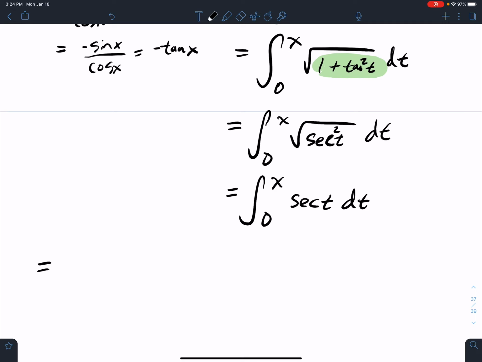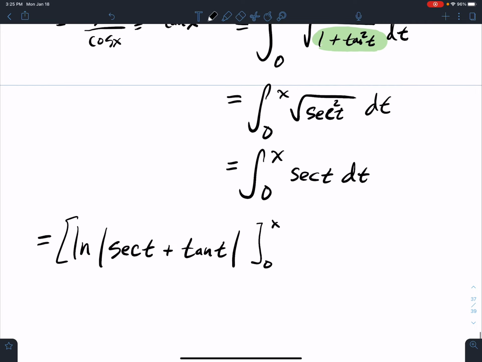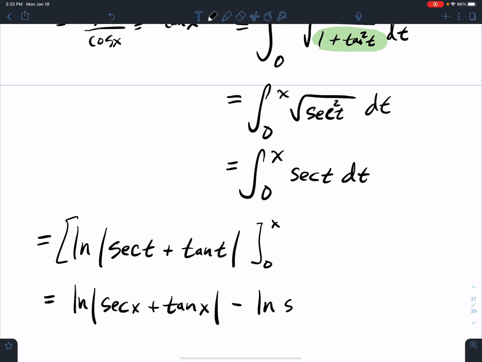The integral of secant is ln absolute value of secant t plus tangent t, evaluated from 0 to x. So f of b minus f of a gets you ln absolute value of secant x plus tangent x, minus ln of secant 0 plus tangent 0.